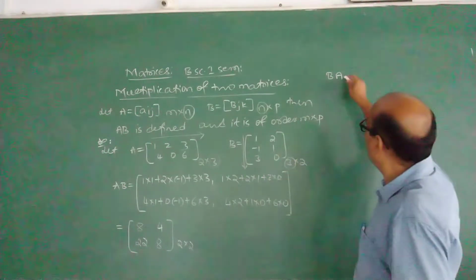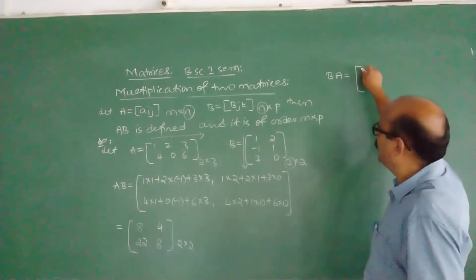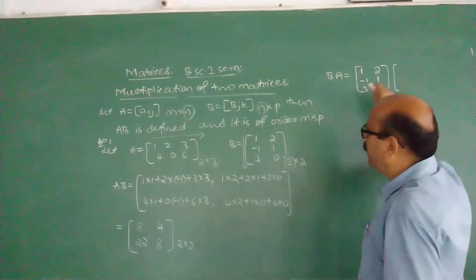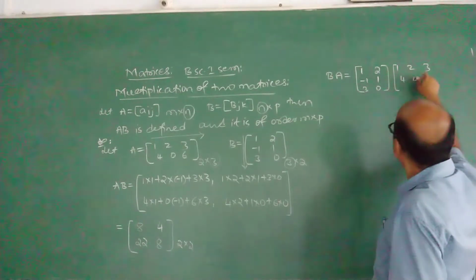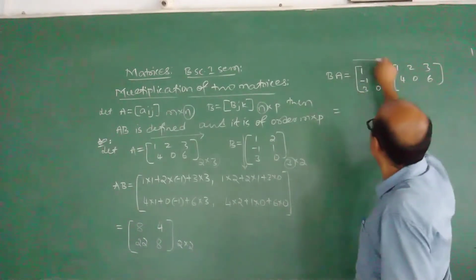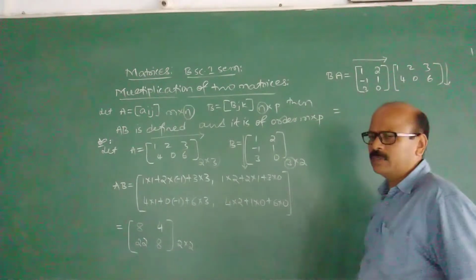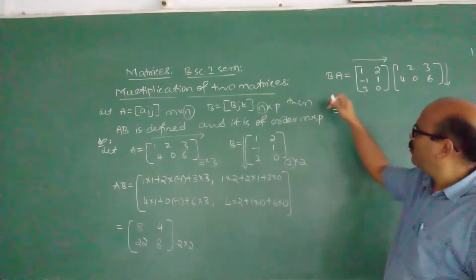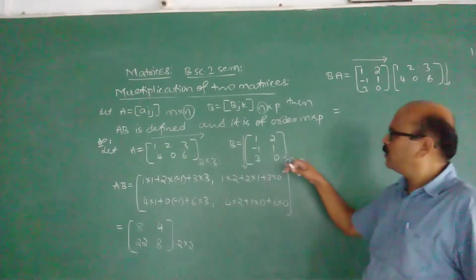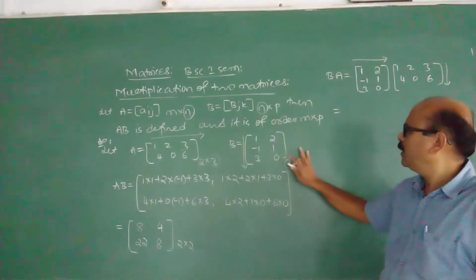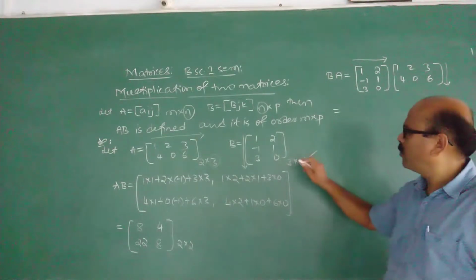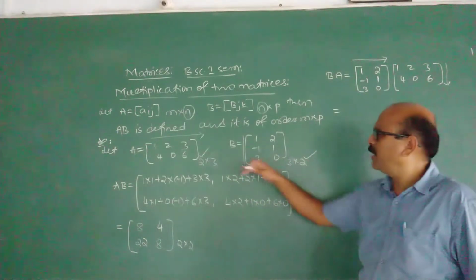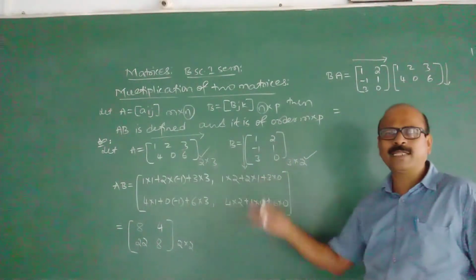While finding BA, first write B: 1, 2, minus 1, 1, 3, 0, into A: 1, 2, 3, 4, 0, 6. And how is the product defined? Rows into columns. In the beginning itself you should have an idea about the order of BA. 3 by 2, 2 by 3. The product is defined because in this case B is the pre-matrix. The number of columns of B is the number of rows of A. And you will get a 3 by 3 matrix.